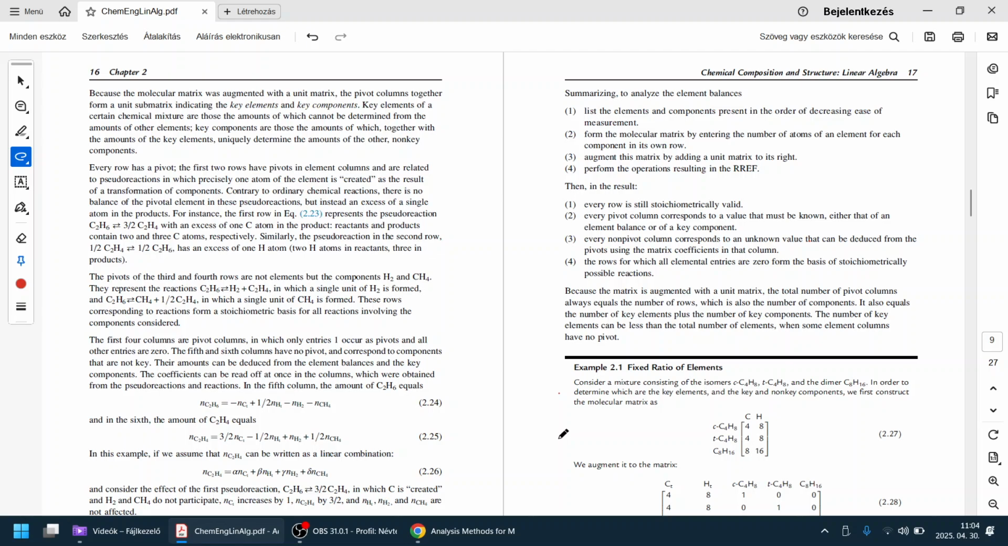How do you pronounce this? Stoichiometrically, how do you pronounce this? Stoichiometric. Can you pronounce this? Stoichiometric. Yeah. Stoichiometric. Okay, so S value. Sorry.